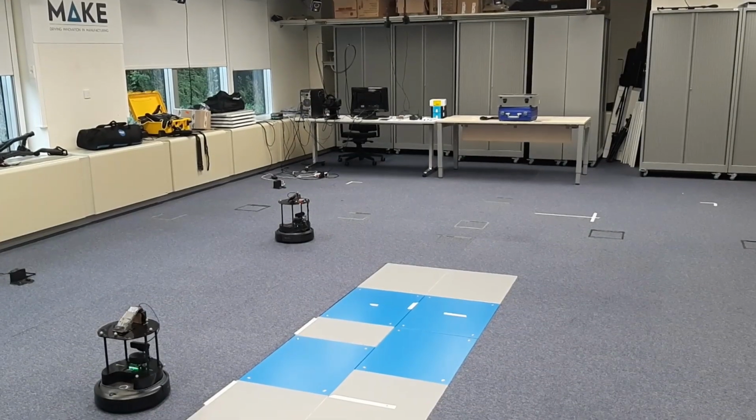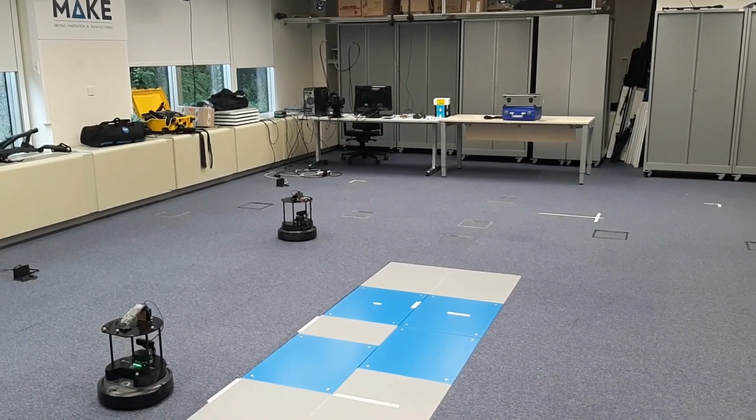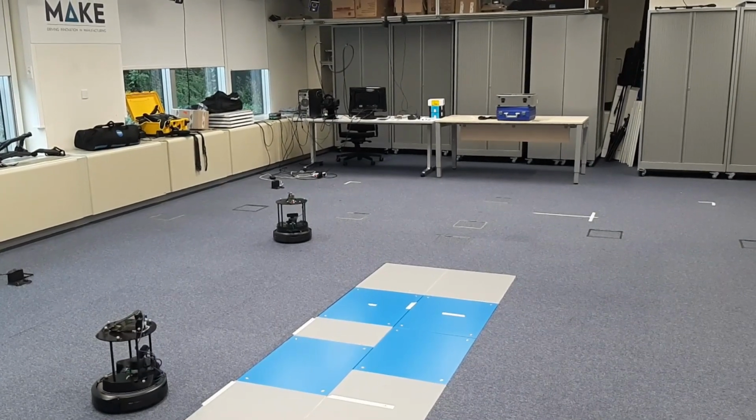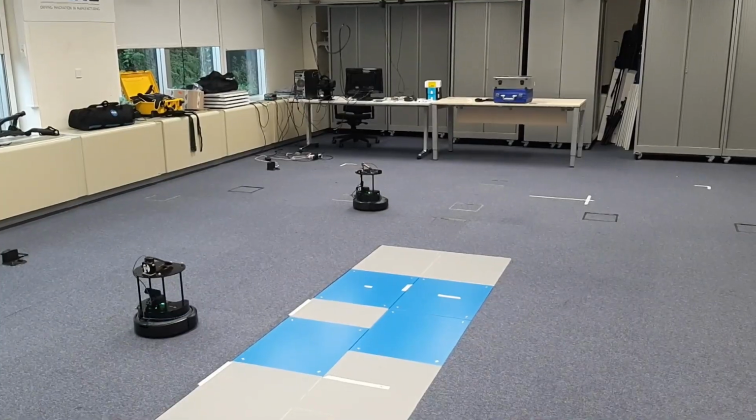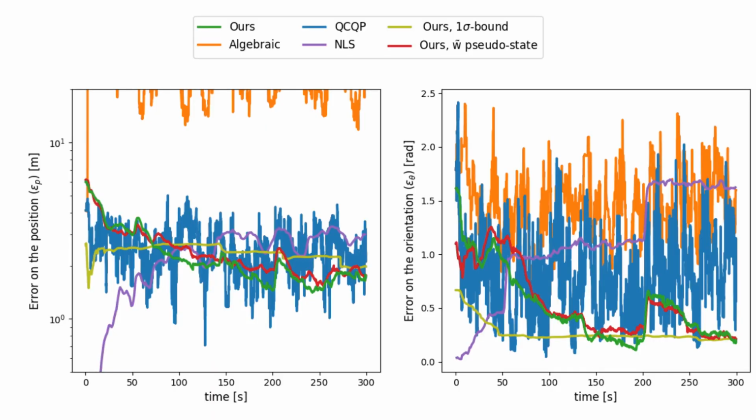The algorithm was tested in simulation, as well as experiments. During the experiments the agents were driving to randomized targets for 5 minutes. The average error in the position and orientation as a function of time are shown on the left and right plot, respectively.